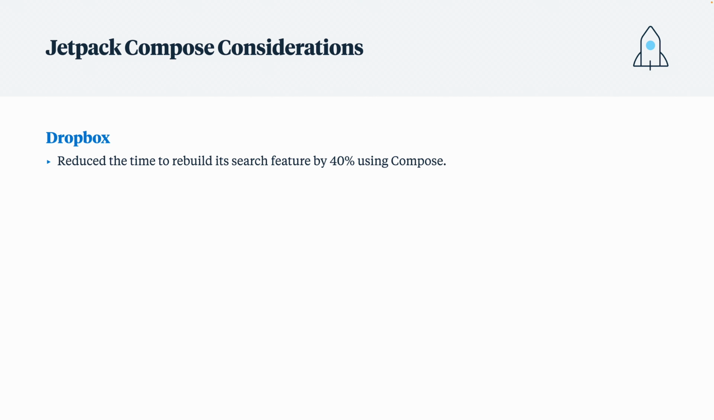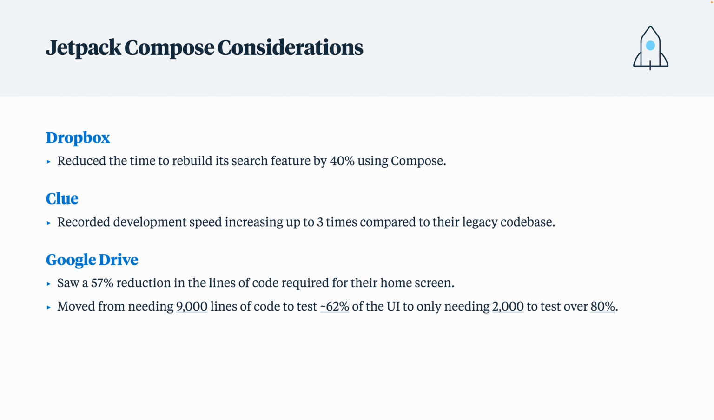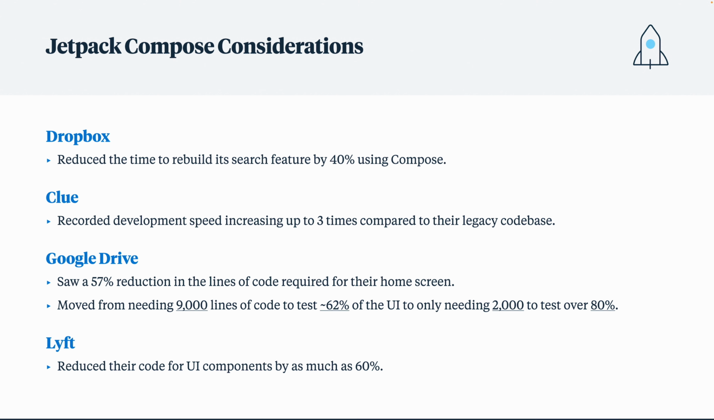To name a few, Dropbox reduced the time to rebuild its search feature by 40%. Cash App recorded development speed increasing up to 3 times compared to their legacy codebase. The Google Drive team saw a 57% reduction in the lines of code required for their home screen, and instead of needing 9,000 lines to test around 62% of the UI, they only needed 2,000 to test over 80%. And as a final mention, the Lyft team reduced their code for UI components by 60% using Compose.